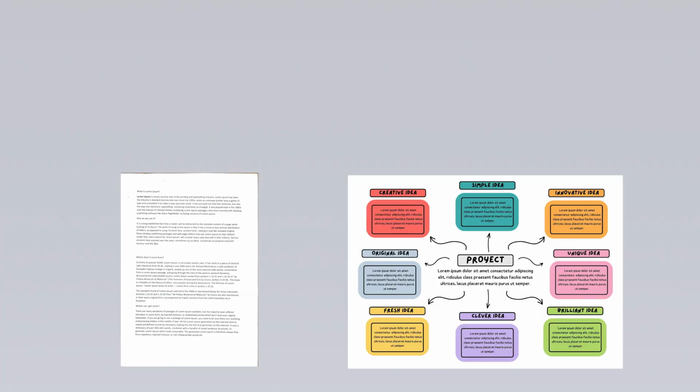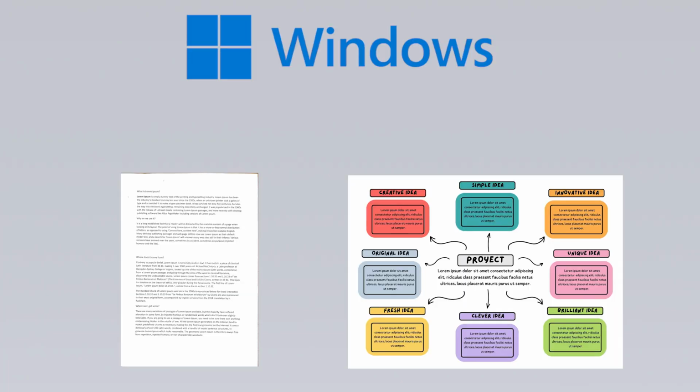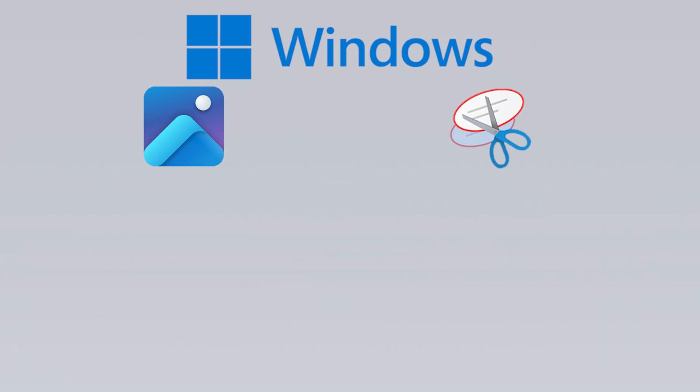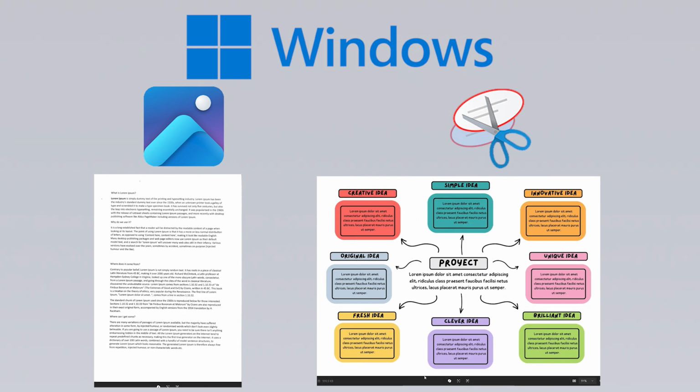Hello. If you want to extract text from a document or image, you can easily do so on a Windows operating system without installing any additional software. All you need are two built-in tools provided by Windows, the Photos app and the Snipping tool. Both tools can automatically detect text within an image and convert it into selectable, copyable text.